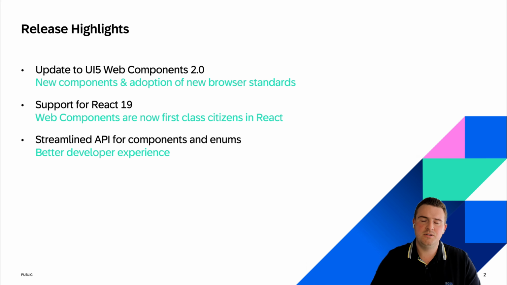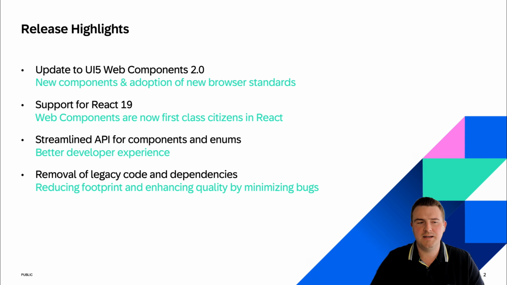Other than that, our new release contains a more streamlined API for components and enums, so we took the chance for the major release and challenged all of our prop names and compared them to how the naming pattern works in UI5 Web Components, and we now are totally aligned with this pattern, so the developer experience should become way better, as we are all now following the same naming conventions.